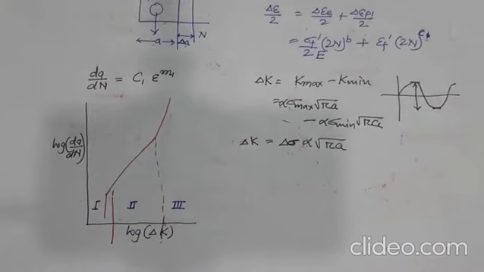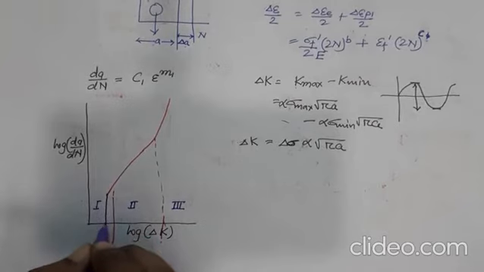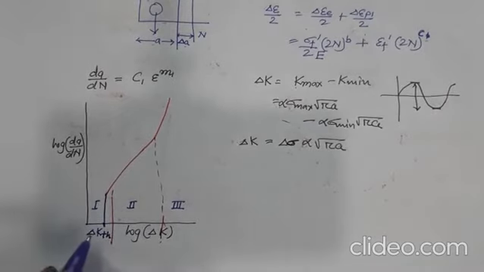Okay. And this value where it is here, this value is called delta K TH, meaning this is the threshold value of delta K. Below this there will be no crack growth. So if you apply a delta K which is lower than delta K TH, the crack will not grow. It doesn't mean that the crack will not grow at all. We are talking about measurable quantity.